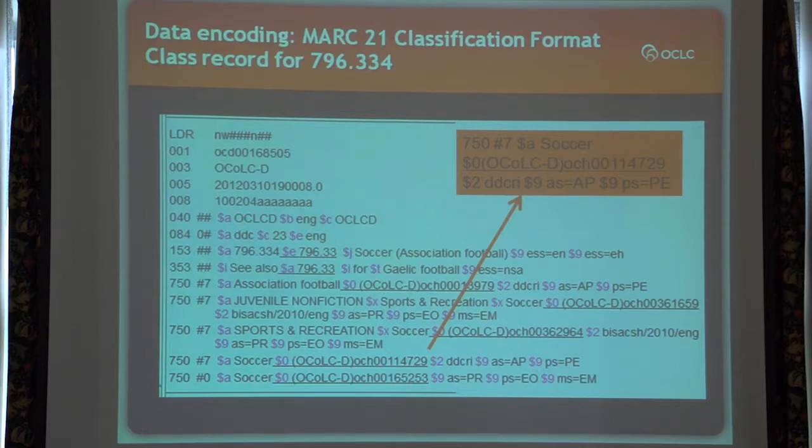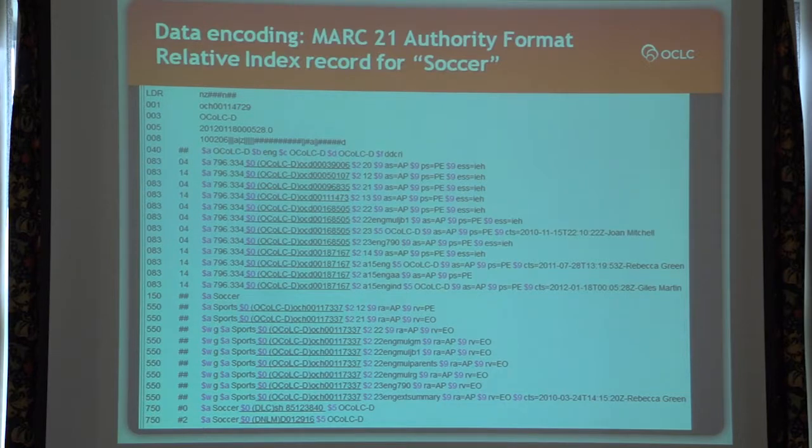Well, each one of these is linked to a MARC authority record. So we encode all of our relative index terms and mapped headings that we've ingested into our system in the MARC authority format. So this is the relative index entry for soccer, and you'll have to believe me that the 150 is way down here. I think you can see it. But that's soccer, and it has all those 083s, which are all the additions and projects that relative index term appears in with the Dewey number that it's linked to. And the 550s are the references.